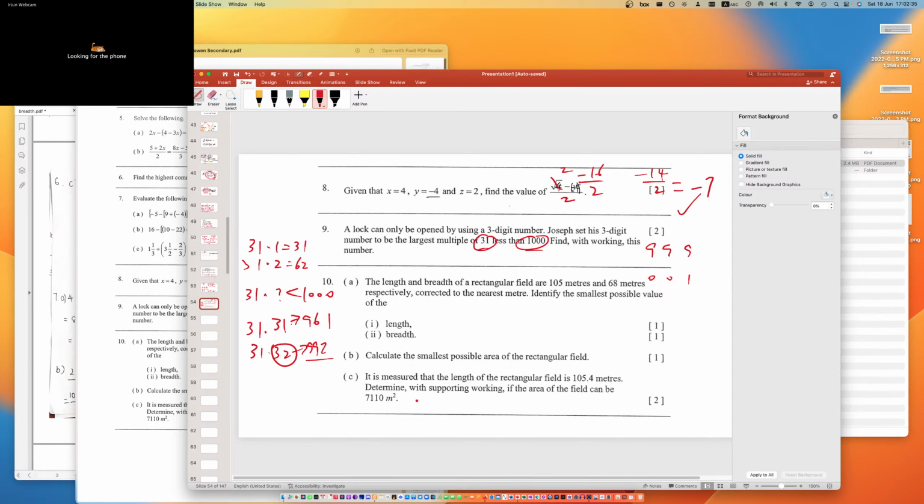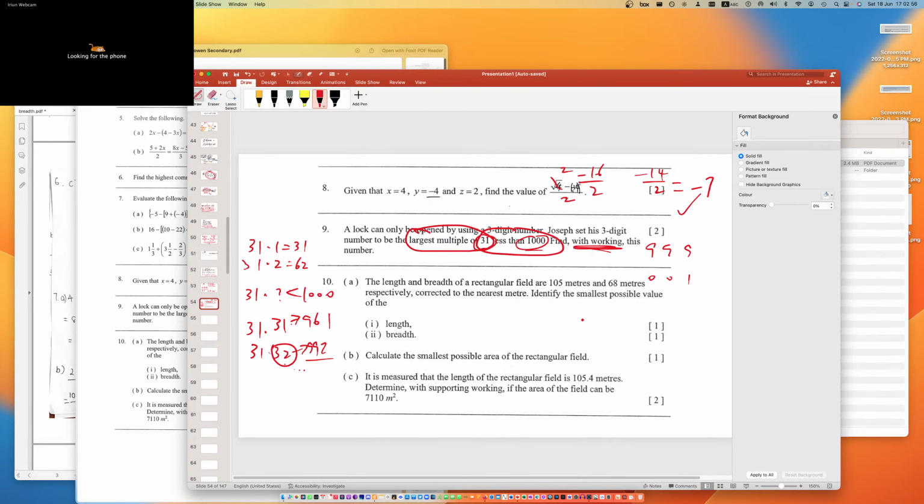Oh, I thought it's 1000 minus 31, then find the largest part. No, you need to read this part first. You don't read the 31 less than 1000 first. Yeah, if you read 31 less than 1000, I understand.